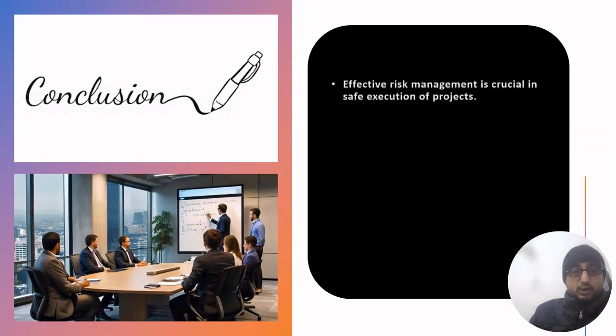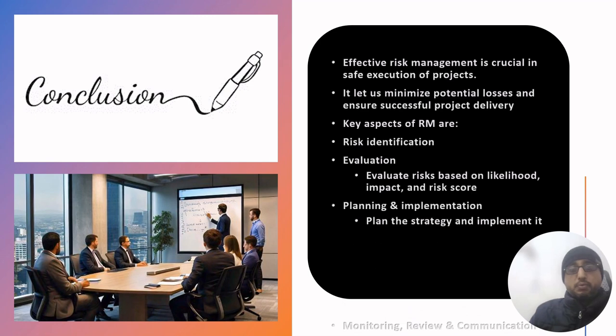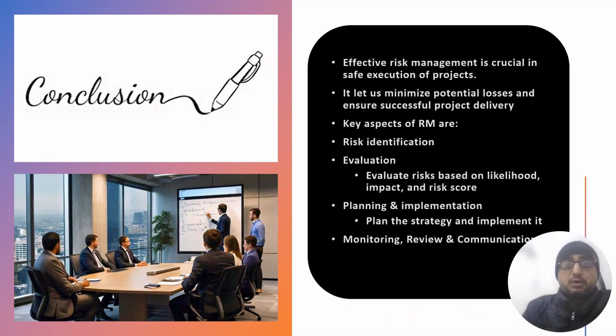Okay, so what we learned: risk management is a crucial tool in occupational health and safety that lets us manage all of the potential hazards effectively and make our workplace safer. The key aspects we learned: identification of the hazards, then evaluation of the risk, then planning how to control them, then implementation of the controls, and after that monitoring and review.